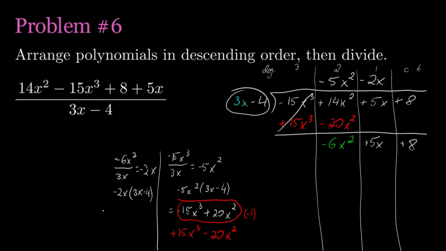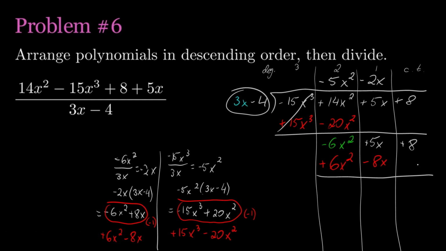So we get negative 6x squared and plus 8x. Again, we multiply it by negative 1 since we need to subtract it from the current dividend to get plus 6x squared and minus 8x, and write it that way using proper columns, of course, under the current dividend. Perform the addition. First, to simplify, 5 minus 8 is negative 3x, of course, and then plus 8.